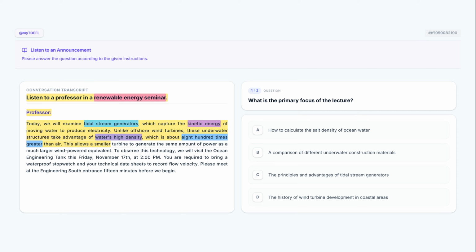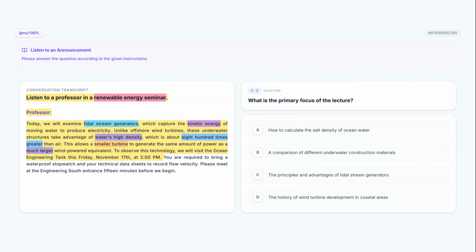This allows a smaller turbine to generate the same amount of power as a much larger wind-powered equivalent. Because water is denser, a smaller turbine can be just as effective as a much larger wind-based one. To observe this technology, we will visit the ocean engineering tank this Friday, November 17th at 2 p.m.